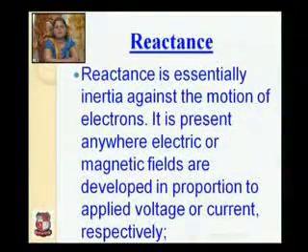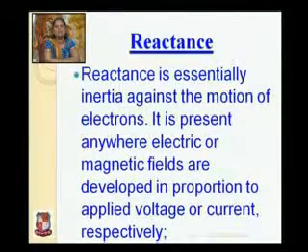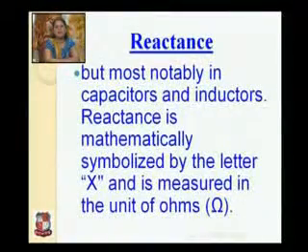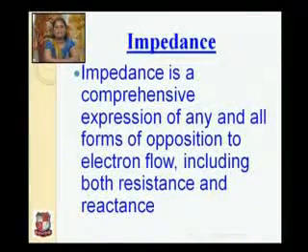Now reactance. As we know, reactance is essentially inertia against the motion of electrons, and it is present anywhere electric or magnetic fields are developed in proportion to the applied voltage or current respectively, but most notably in capacitor and inductor. Reactance is mathematically symbolized by the letter X and is measured in the unit of ohms.